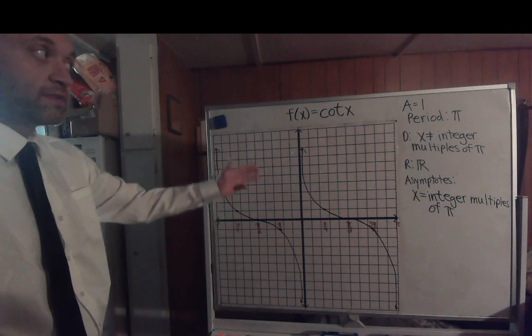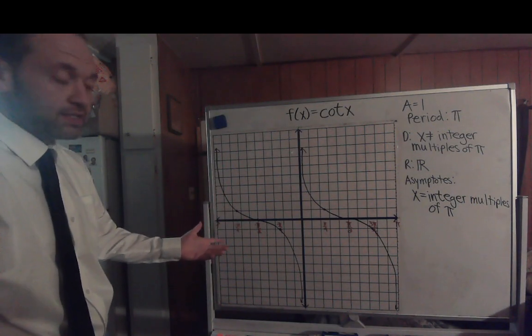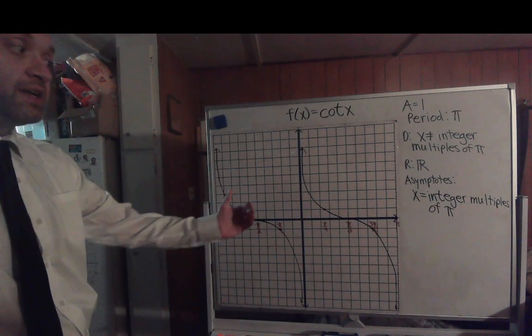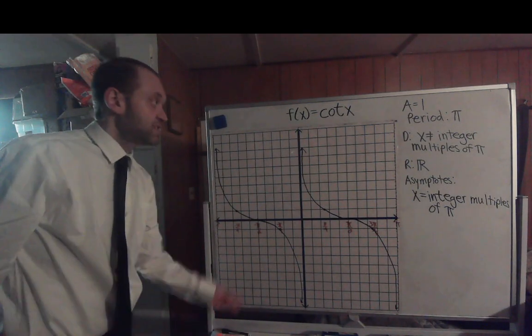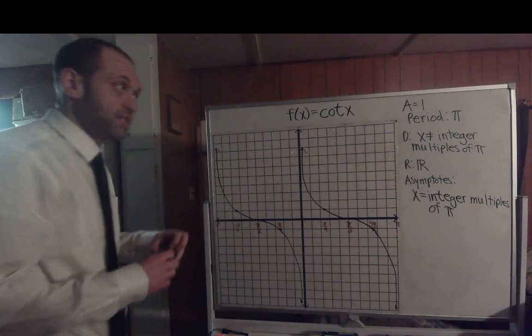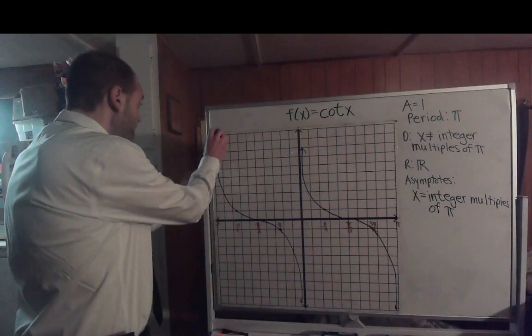It looks like a reflected tangent. Basically it is. And it'll do this infinitely from negative infinity to infinity. So there's the standard graph of the cotangent function. Now let's talk about some reflections.